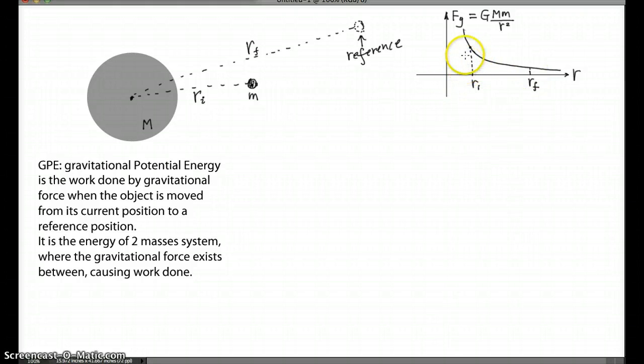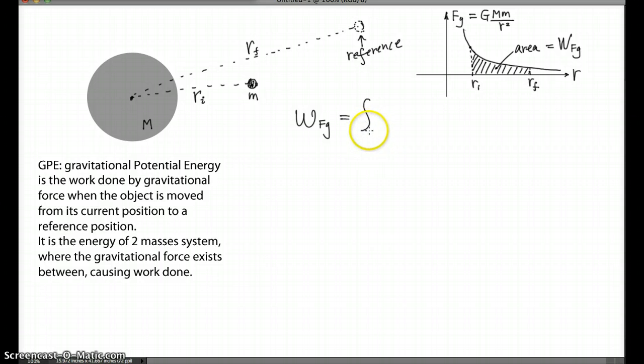How do we find the work done by Fg when the object moves from r initial to r final? This should equal the area under the graph. So the area here equals the work done by Fg. The problem is to find the area, so we have to use calculus. So W of Fg should equal the integration, from r initial to r final, of Fg times dr.